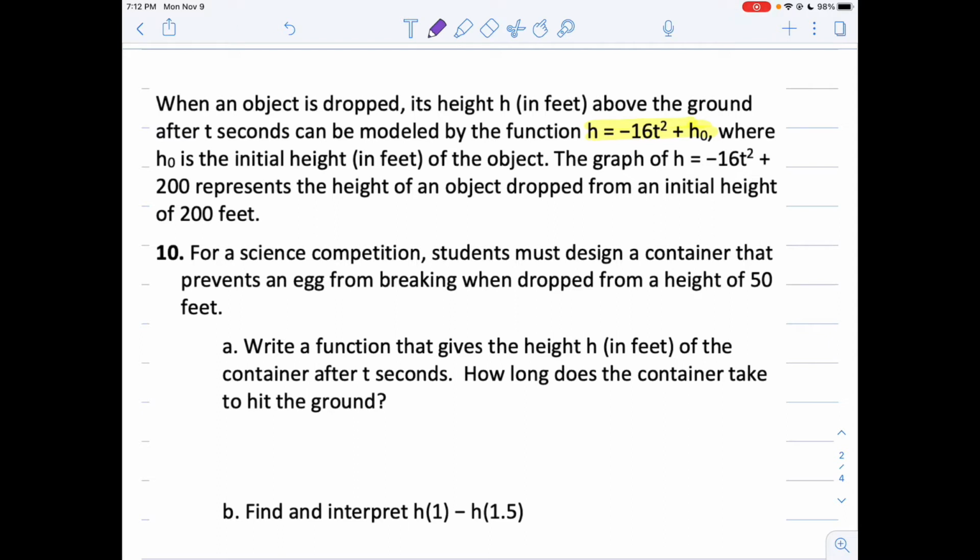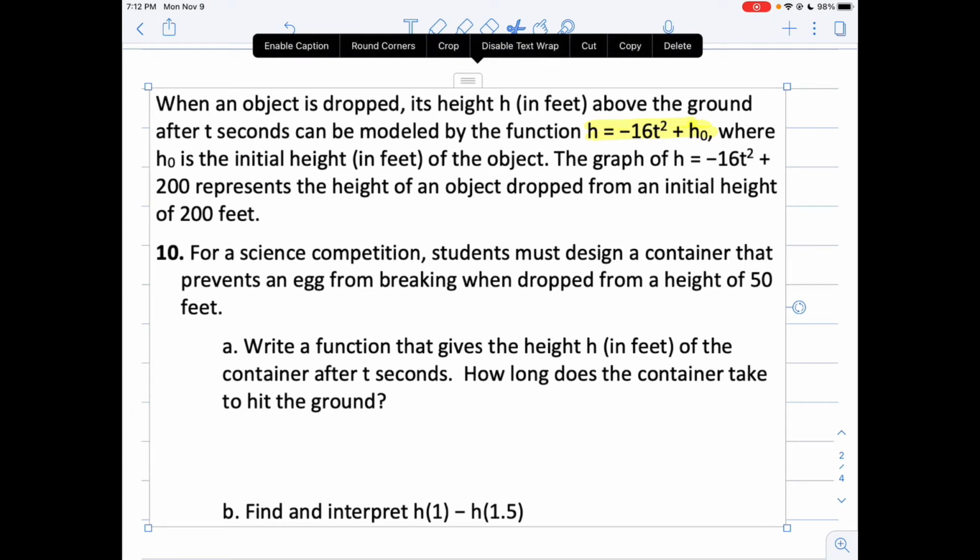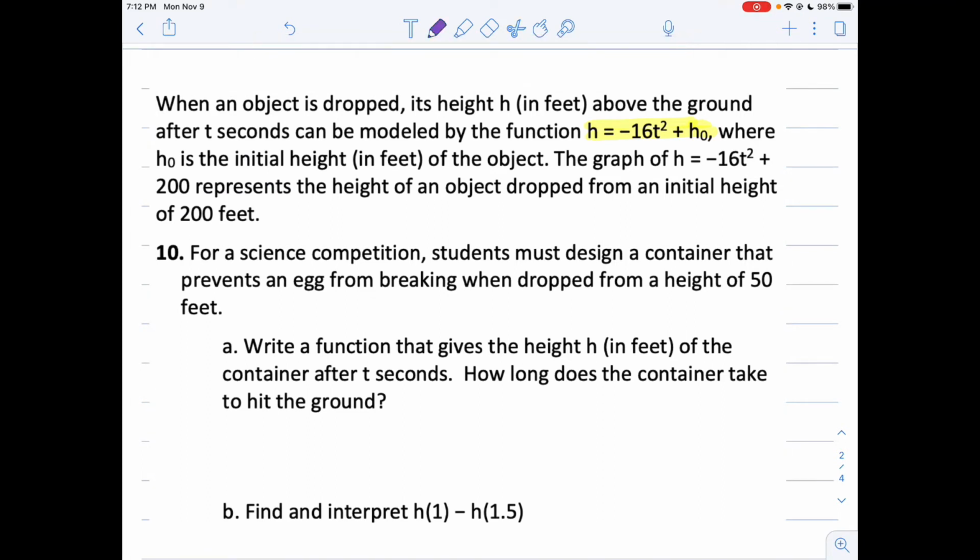And so as an example, the graph of h equals negative 16t squared plus 200 represents the height of an object dropped from an initial height of 200 feet. So whatever that initial height is, you just plug that in for that initial h value, your initial height. So for a science competition, students have to design a container that prevents an egg from breaking when dropped from a height of 50 feet.